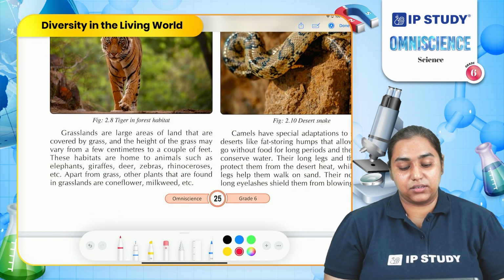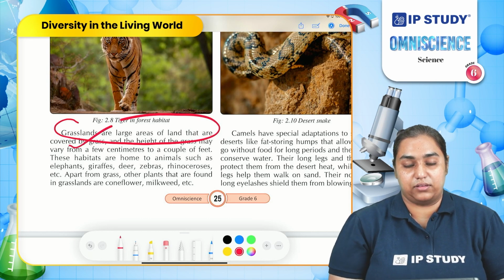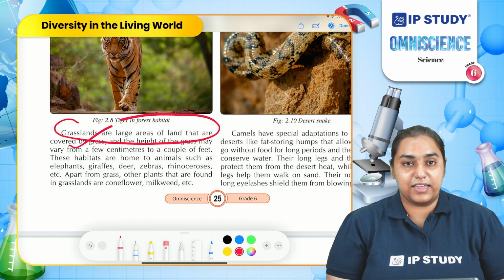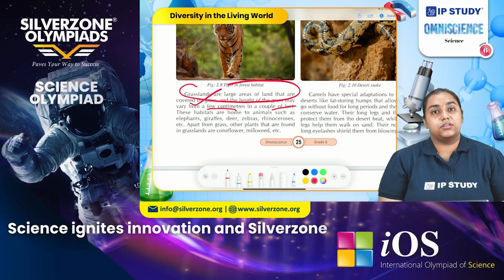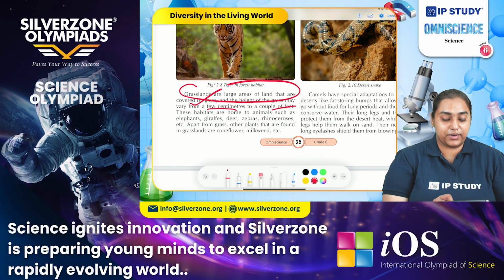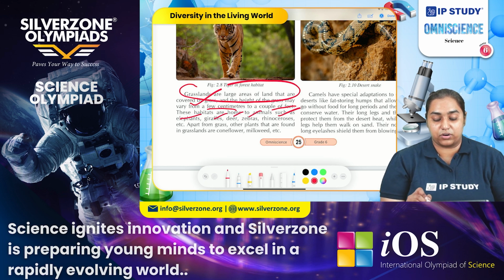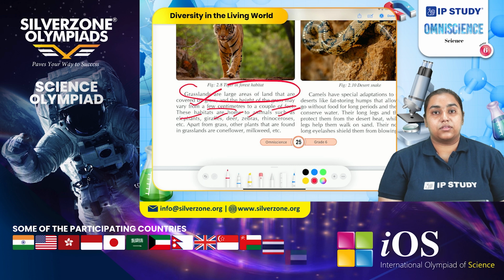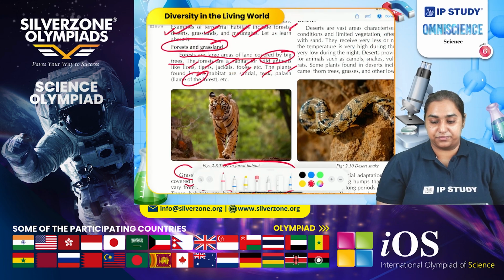What are grasslands? Grasslands are the areas covered by grasses. The height, size or shape of the grass may vary from few centimeters to couple of feet. The common animals found in grassland are elephant, giraffe, deer, zebra, rhinoceros. Some common examples of grasses found in grassland are cornflowers and milkweed.